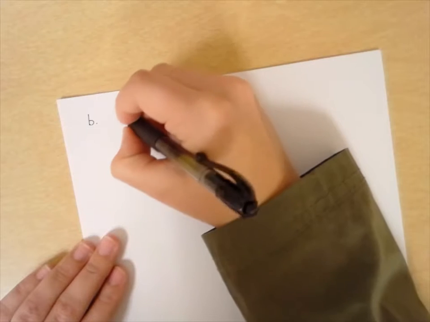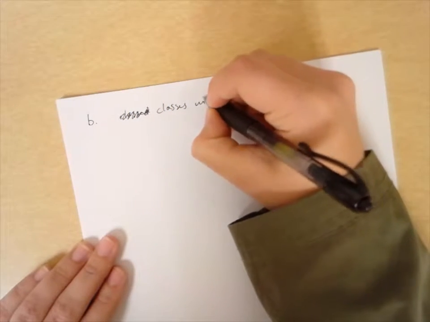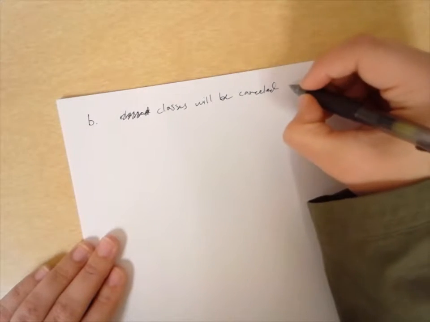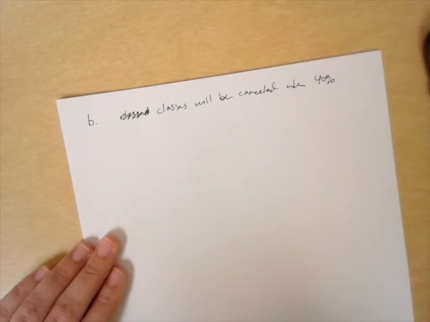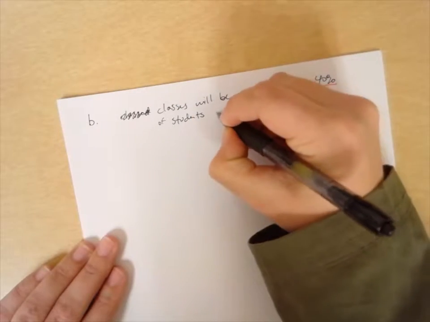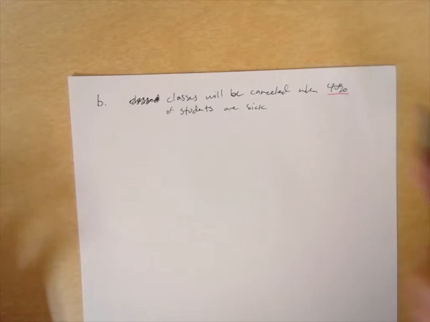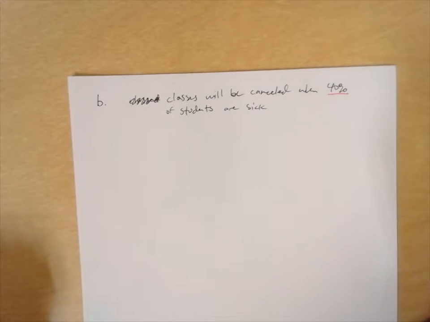Classes will be canceled when 40%, that's important, 40% of students are sick. Well, we can turn this into an actual number that we can use by taking 40% of the population. The population of students is 5,000, right? The college campus had 5,000 students.